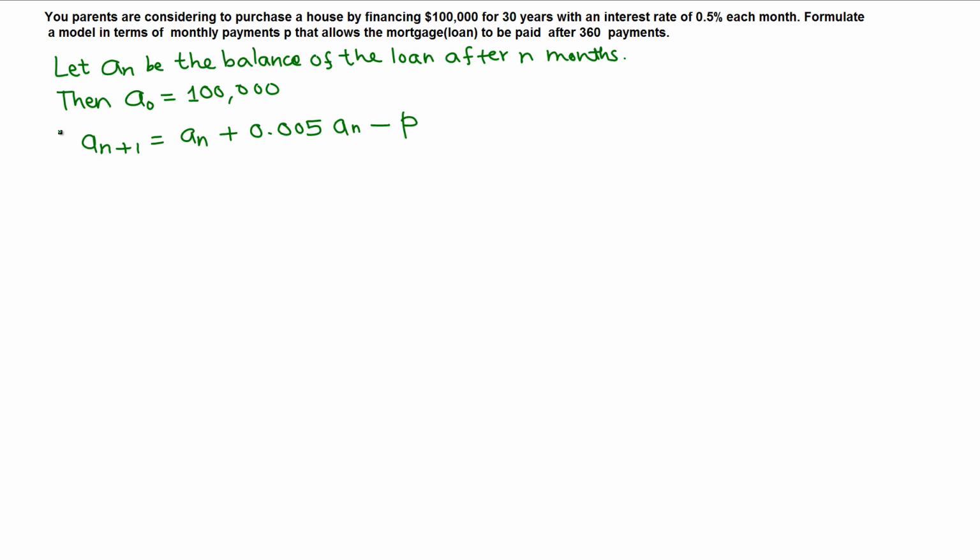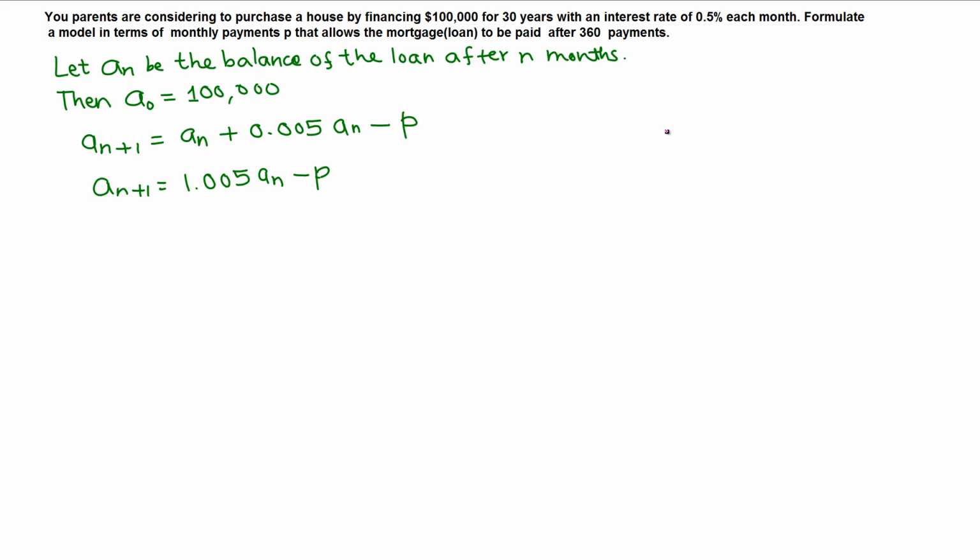And let's add these two numbers. So A_{n+1} equals, let's add these two. One copy of A_n, plus 0.005 A_n, so 1.005 A_n minus P. Okay, and A_0 is 100,000.